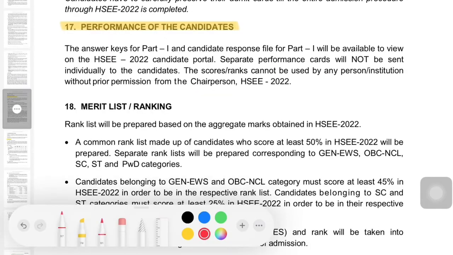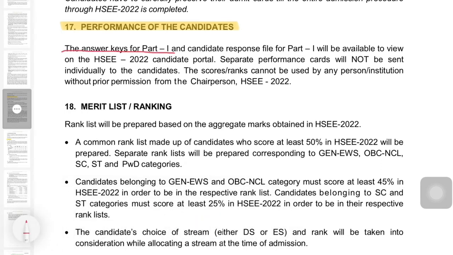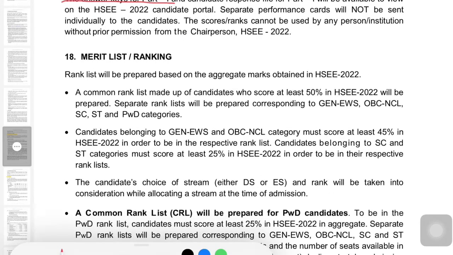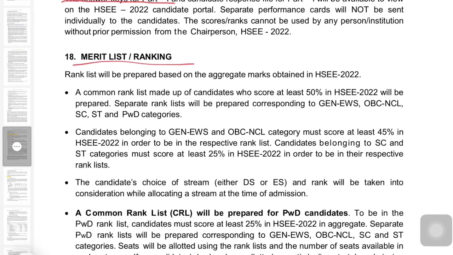Now let's talk about the performance of the candidate. As for the answer key of part one, the MCQ part, the candidate response sheet will be available on the website, but there will not be any candidate response sheet for part 2, that is for the essay. If we talk about the merit list and ranking, a common rank list will be prepared for the students who score at least 50% in the HSE 2022. And there will be separate rank lists for students of various categories such as General EWS, OBC NCL, SC, ST and PwD categories.